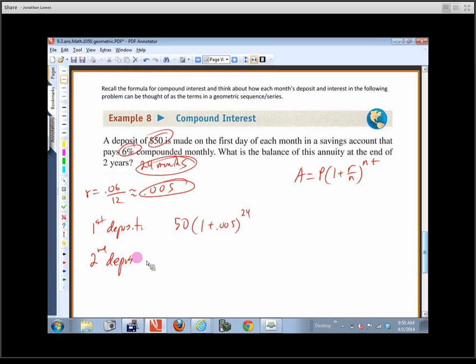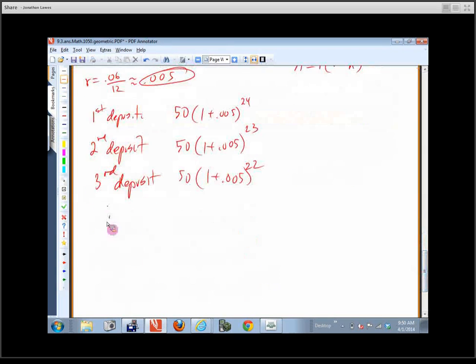Okay, for the second deposit, we put in $50. They're going to pay us this much interest. But because we put it in at the beginning of February and not the beginning of January, how many times are they going to pay interest on this? 23 times, right? Third deposit. So our March 1st deposit, we put in $50. They're going to pay this much interest. How many times are they going to pay that? 22 times.